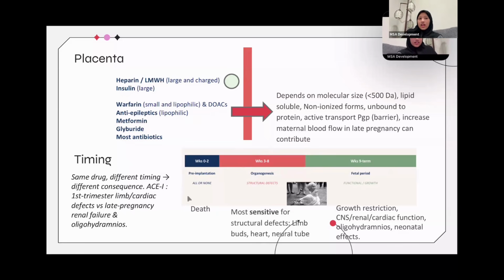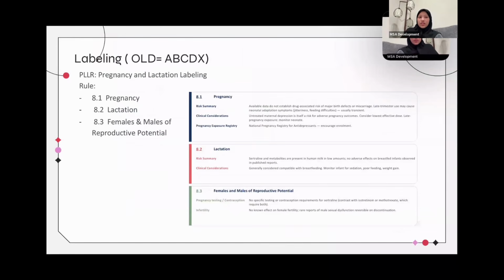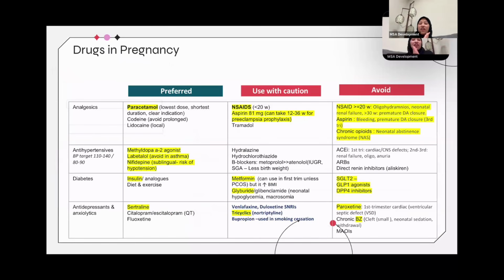So giving a drug at a certain time, giving a good drug that does not pass the placenta, is very important. Now, there is an old labeling called ABCDX in pregnancy, but now they moved to pregnancy and lactation labeling. Let's take sertraline as an example, not important at all for this question wise, but this is how they come. They come with each risk summary, if you can use it in breastfeeding, if you can use it in other people. The old category didn't take into account breastfeeding, and it was just like you cannot give the X, for example, and so on. And it was based on animal studies because you cannot test a lot of pregnant women with trials.